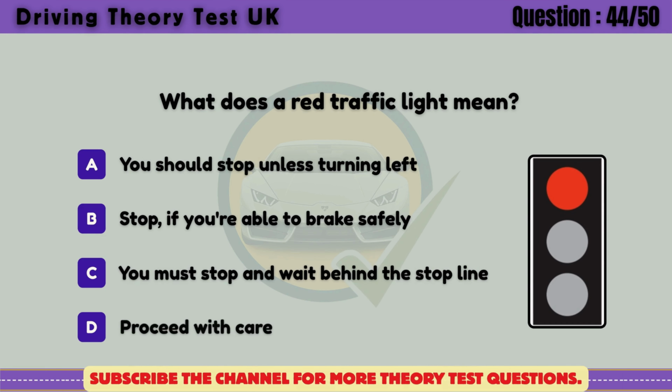Question 44. What does a red traffic light mean? Option A. You should stop unless turning left. B. Stop, if you're able to brake safely. C. You must stop and wait behind the stop line. D. Proceed with care.